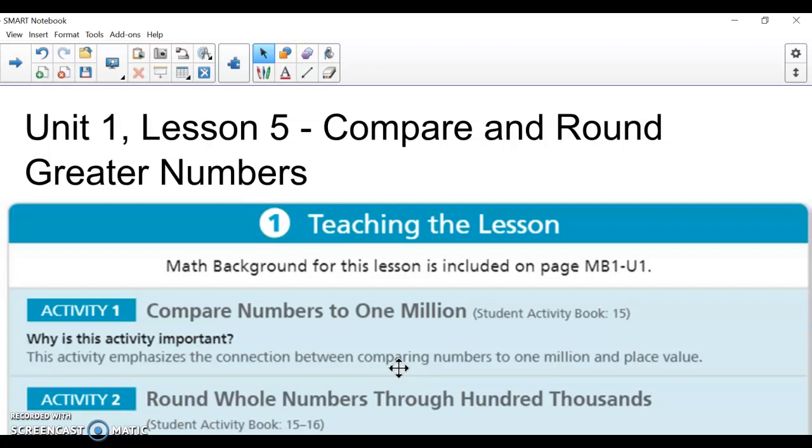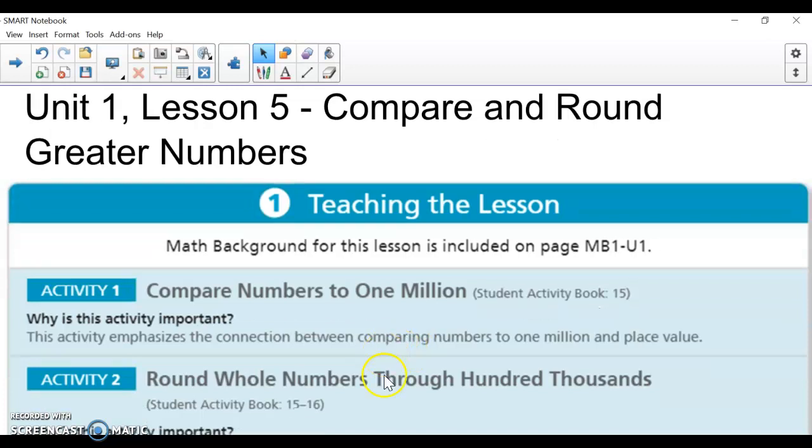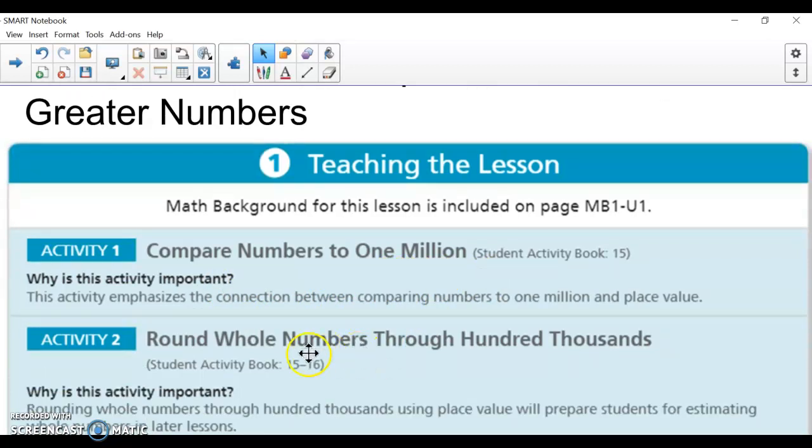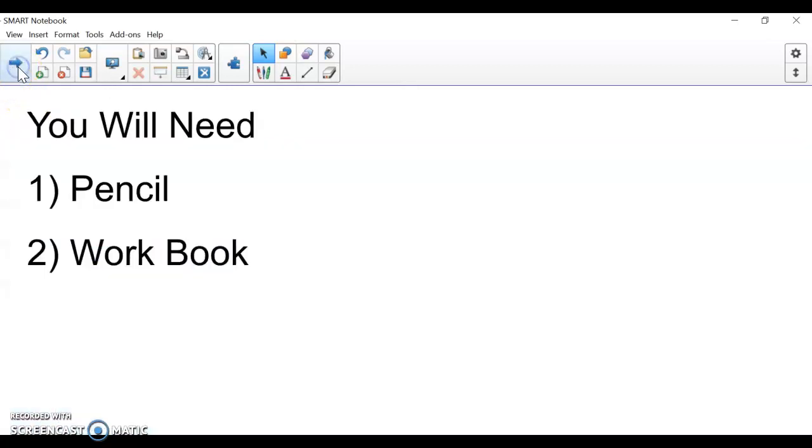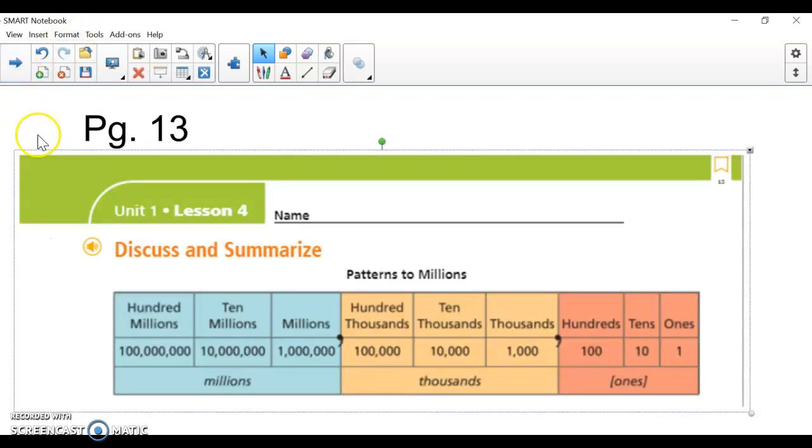We're going to be comparing and rounding again, but this time with greater numbers. So we're going to be working with bigger numbers, but we're going to use the same ideas for rounding. Okay? And so that means we're going to be comparing numbers all the way up to 1 million, and we're going to be able to round numbers, not just to the thousands anymore. We're going to round all the way through hundred thousands. But we will use the same strategy we used earlier in the year. Okay, you will just need your pencil and your workbook today.